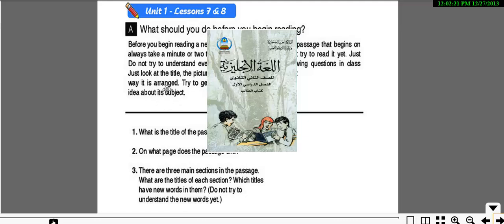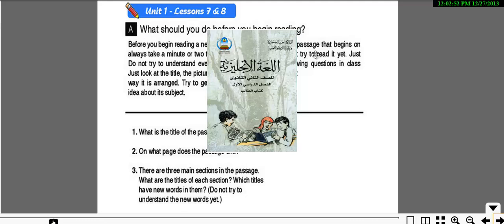For example, you got this paragraph. In this paragraph, there is a space in the middle. There's a space under it. There is a title, which is the question, and then you got this little black box here. So this is how it's arranged. Try to get a general idea about its subject. For example, if we're reading this text, an idea can be gotten from the title, like what should you do before you begin reading.